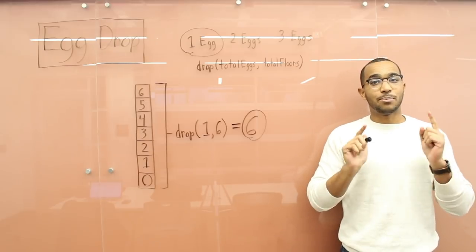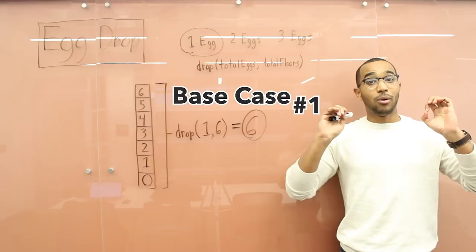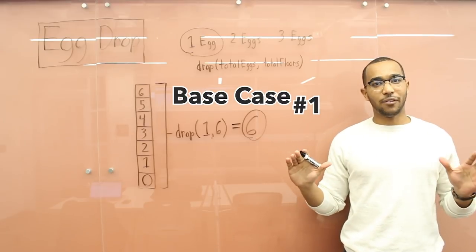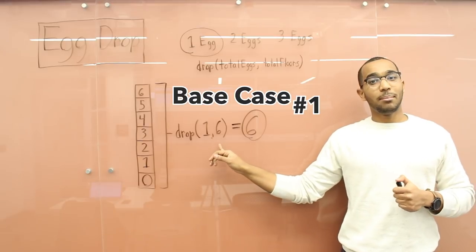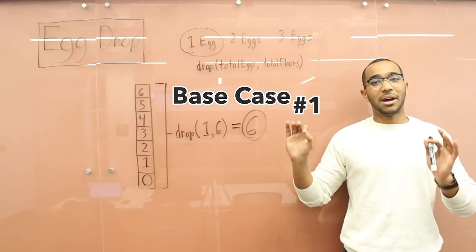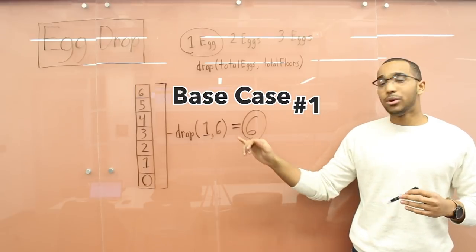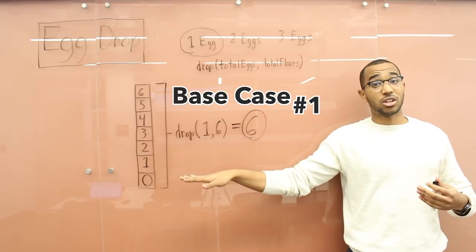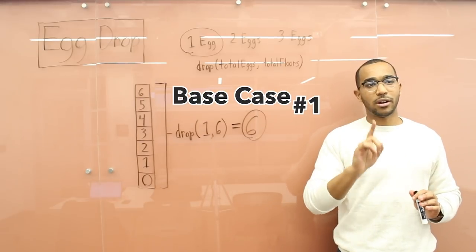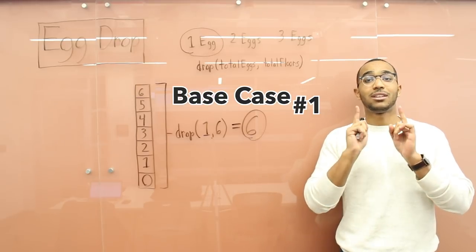And this is base case number one. When we have one egg, I don't care what floors you give me, any amount of floors, my upper bound on the work I'm going to do is going to be the amount of floors. That's the worst amount of drops I will have to do to give my caller a guarantee of me finding that pivotal position. So this is base case number one. We have one other base case, so let's look at that right now.